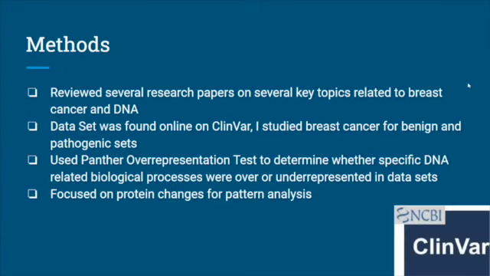In order to complete this project, I used datasets found on ClinVar, and I studied breast cancer with benign and pathogenic sets, and I used a Panther overrepresentation test to determine whether specific DNA biological processes were over or underrepresented in datasets, and this gave me a good idea of which processes were related to breast cancer.